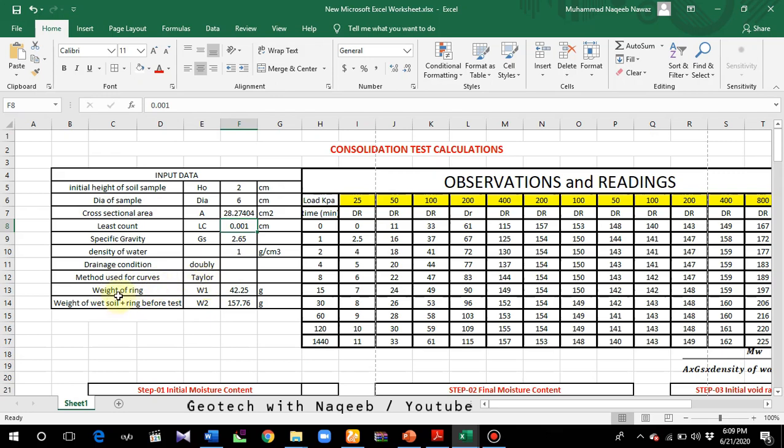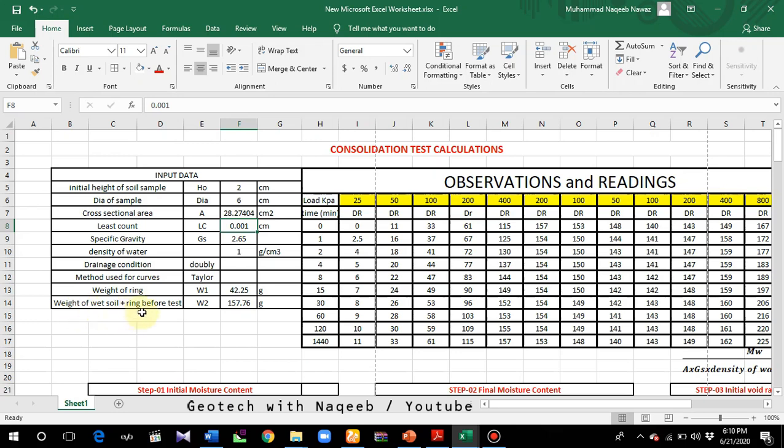For the method used for curves, I'll be using the Taylor method for determining the coefficient of vertical consolidation. Then you have to determine the weight of the ring, that is 42.25 gram. In my case, it will vary as per your apparatus. Then, firstly, you prepare the sample, either undisturbed or disturbed. The detail of disturbed and undisturbed samples is given in my previous lecture of consolidation test. Each and everything is explained there. Here we'll only discuss the calculations.